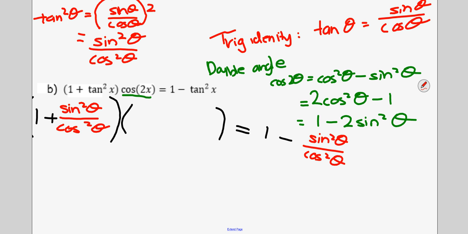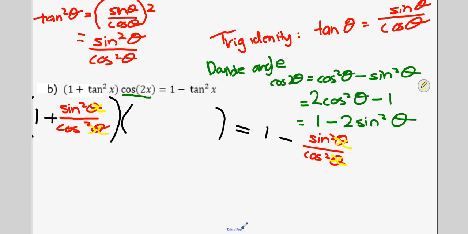In the formulas, we shouldn't be using x's. Yeah, that's a good point. They should be all x's, not thetas. I'll do that on the next line, in yellow over the top. Sine squared x, cos squared x. Yeah, that's a good point.